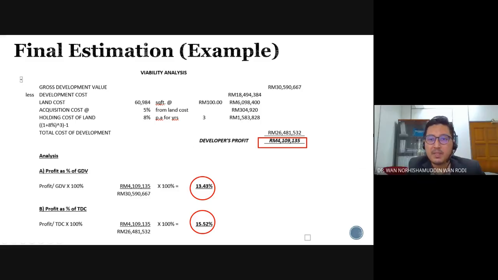Okay, thank you. Very good question. So these are the final estimation. We will go through in very detailed next week, and I will appoint my assistant. I also have one assistant to teach you on the tutorial. So next week saya akan minta dia masuk dalam kelas untuk bagi tutorial on the calculation tu.